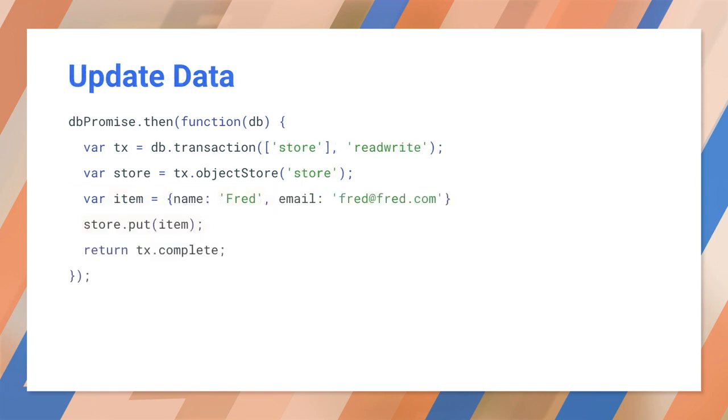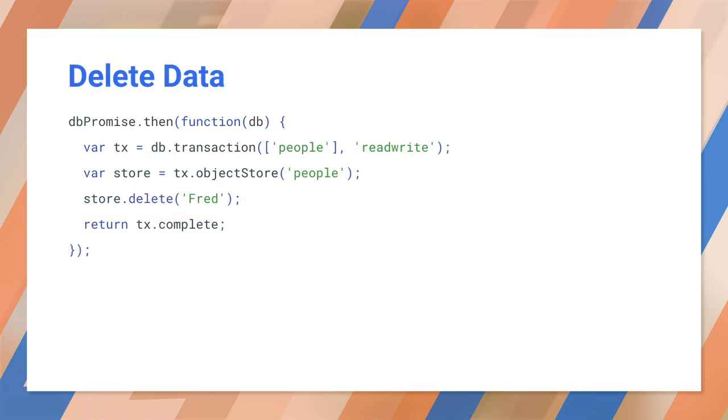Updating data looks just like adding data, except that we're using put instead of add. This could be made into a read, modify, write operation by calling get, updating the object, and then writing it all in the same transaction. Call delete to remove an item. By now you should see the pattern. Since it changes the database, you need to wait for the transaction to complete.